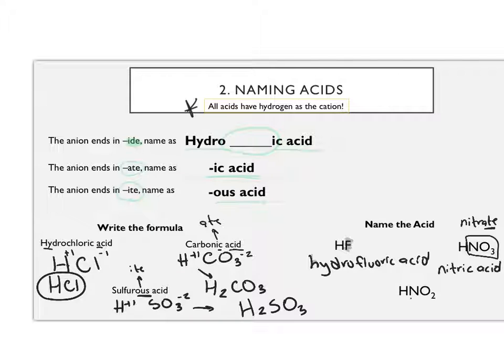Right? When you look for NO2, in this case, it's going to be nitrite because that ending is nitrite. When you look for a nitrite, you see it has an ending of "-ite", therefore you have to change it to "-ous". So when you write the name of the acid, it's going to be nitrous acid.